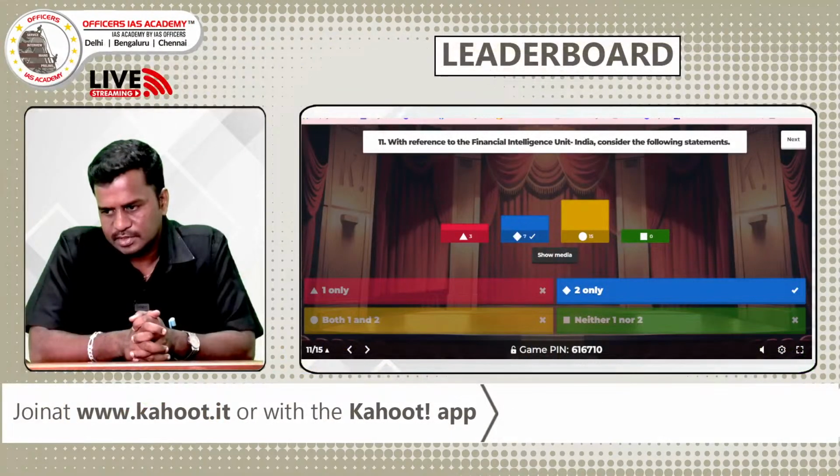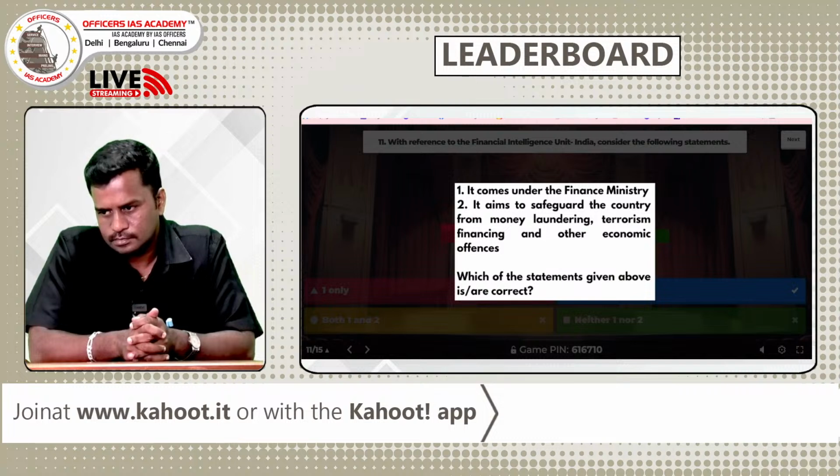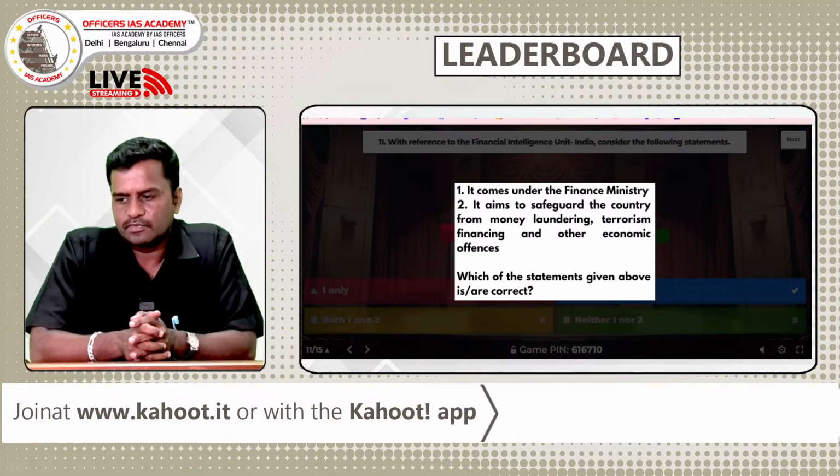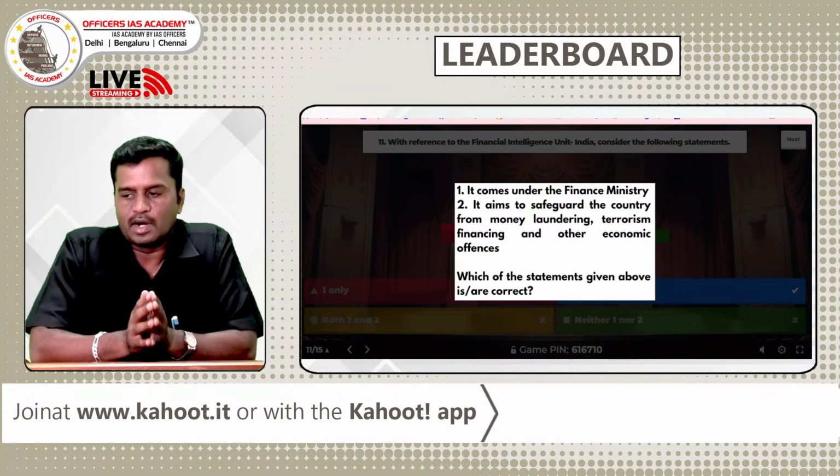Let's go back to the statements. It aims to safeguard the country from money laundering, terrorism financing, and other economic offenses. The Financial Intelligence Unit is a body set up by the Indian government to take action regarding important crimes that threaten the sovereignty, security, and safety of India.